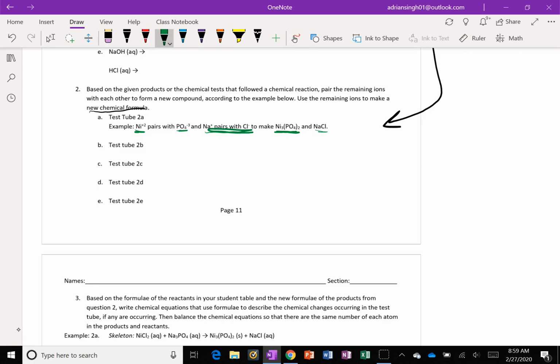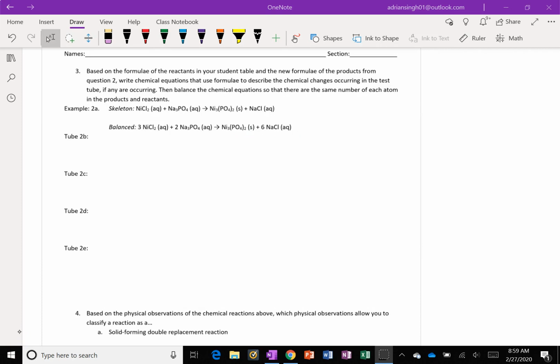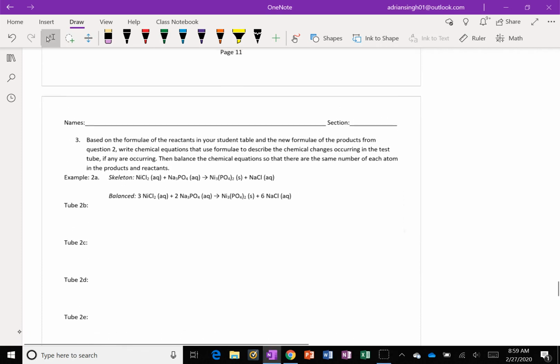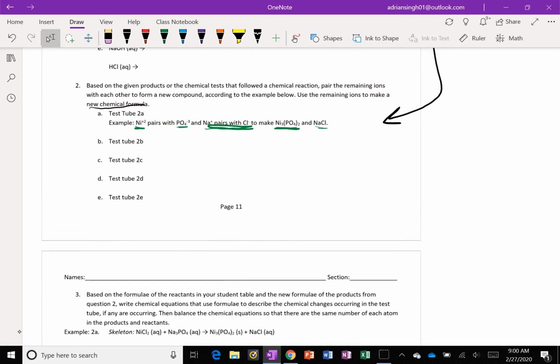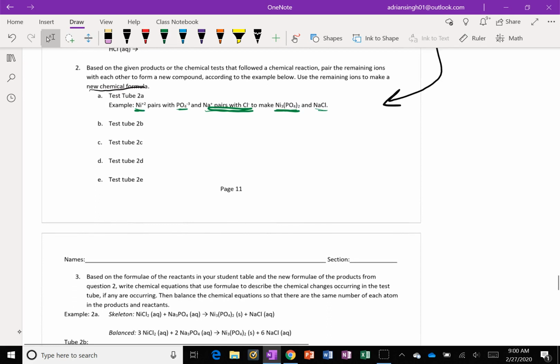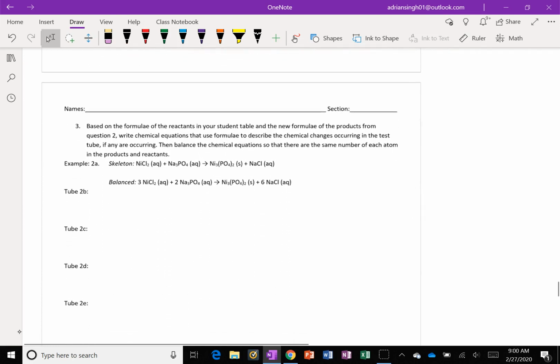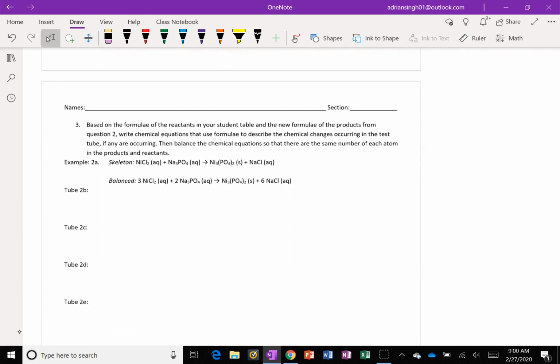So what happens is the metals are going to swap places with each other, right? That's your double replacement reaction. So based on the products that you predicted from the original equation up here, and based on the combination that you originally put into the test tube, then we can go ahead and write a basic or a skeleton equation for what actually happened, right?